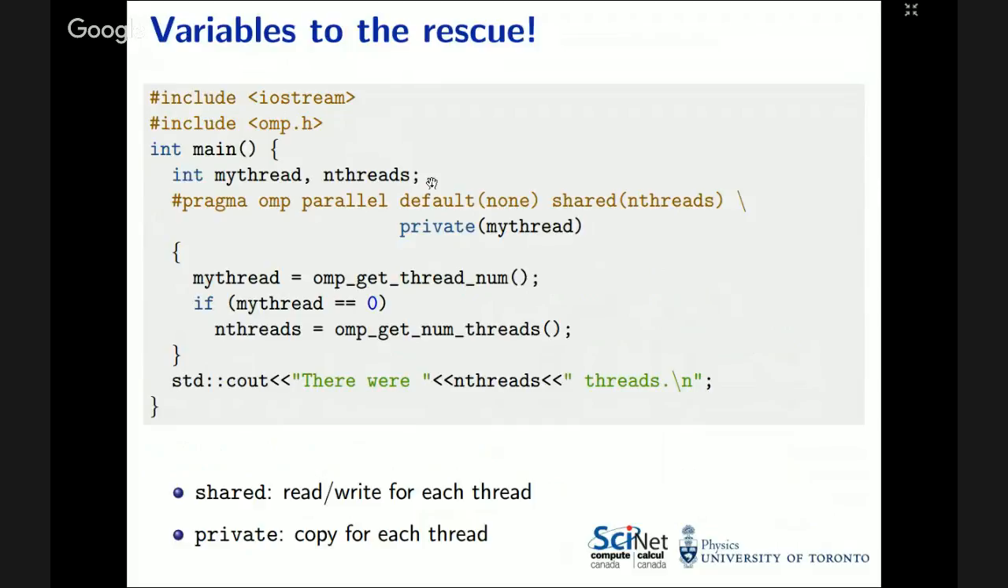It is much better, if you can, to not rely on these defaults and to be explicit. Because by being explicit, you know exactly what happened. When you're debugging, you don't have to suddenly be faced with a variable that by default was shared where you thought it would be private. Just be explicit, it's gonna save you some headaches.